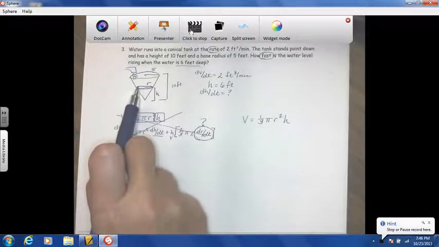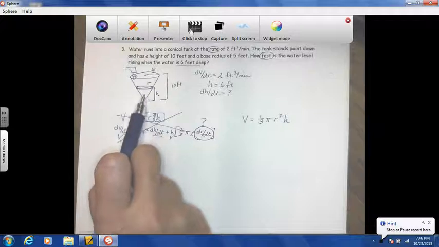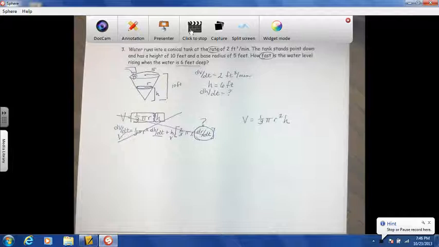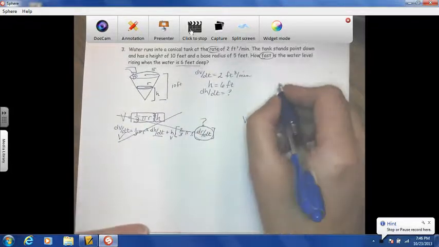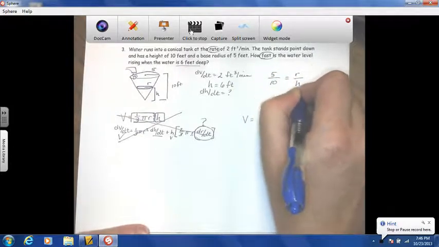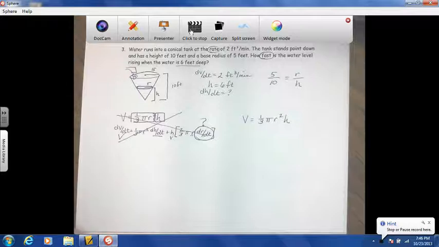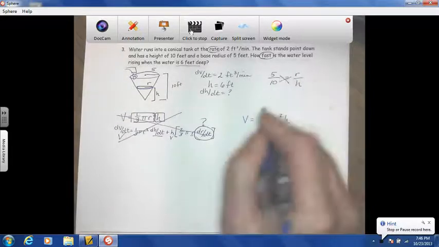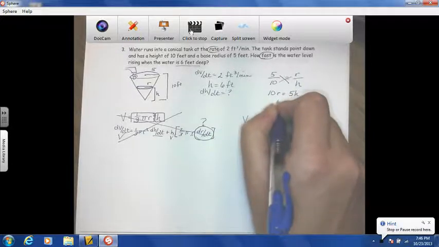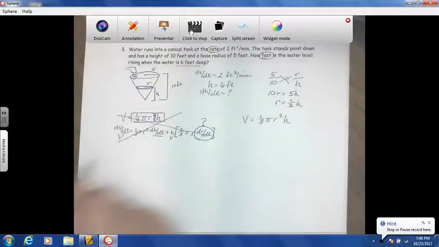Notice that when we have the water in the conical tank, the cone itself and the water are going to be proportional cones. Since they're proportional, I can set up the equation that 5 is to 10 as r is to h. Now, setting up a proportion can be done several different ways. This is just the way that I thought to do it on this problem. But at this point, what I can do is cross multiply and say that 10r is equal to 5h. So that means r is 1/2 h.